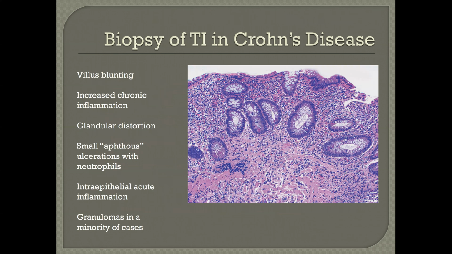So we biopsy the terminal ileum very commonly in Crohn's disease. We're looking for evidence of blunting or active inflammation. We don't see blunting very often, but we do see distortion. We can see small aphthous ulcerations and intraepithelial neutrophils, which I think you can see a few of here, and variable numbers of granulomas on occasion.